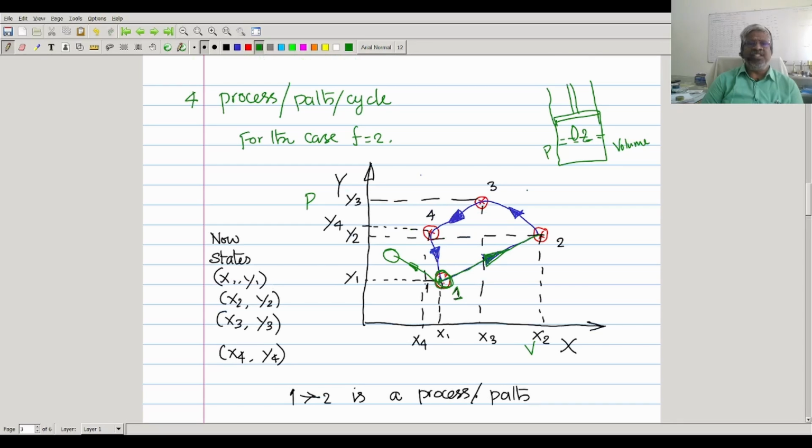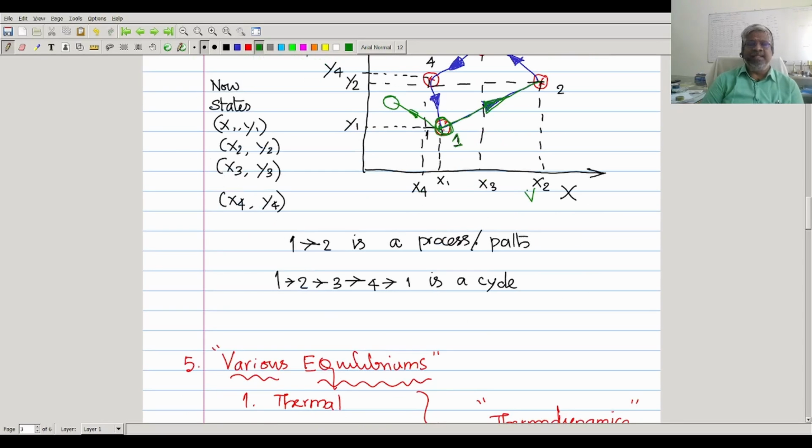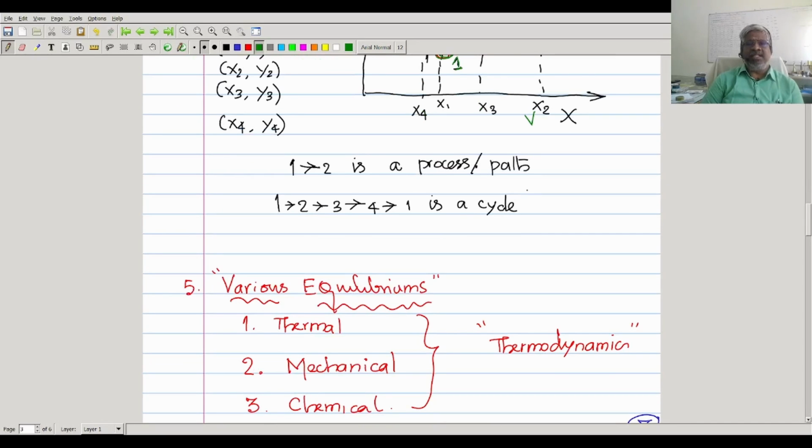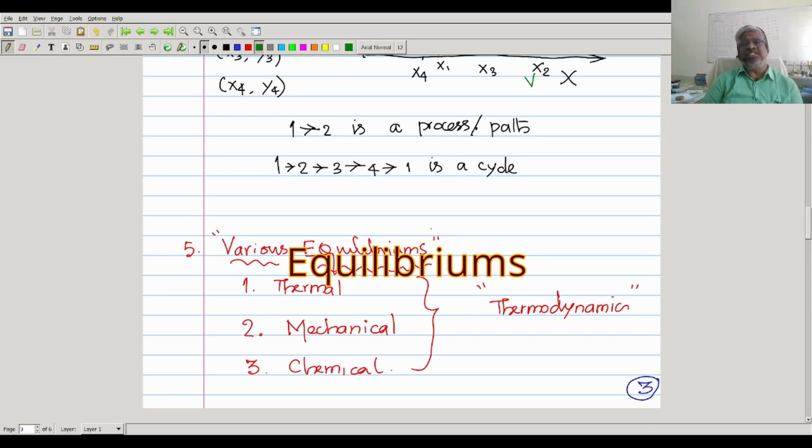This is the definition of a process and cycle. Now, the last definition for this lecture is the various equilibriums that are going to be studied in thermodynamics. Three different types of equilibrium exist: thermal, mechanical, and chemical equilibrium. So, what is thermal equilibrium?